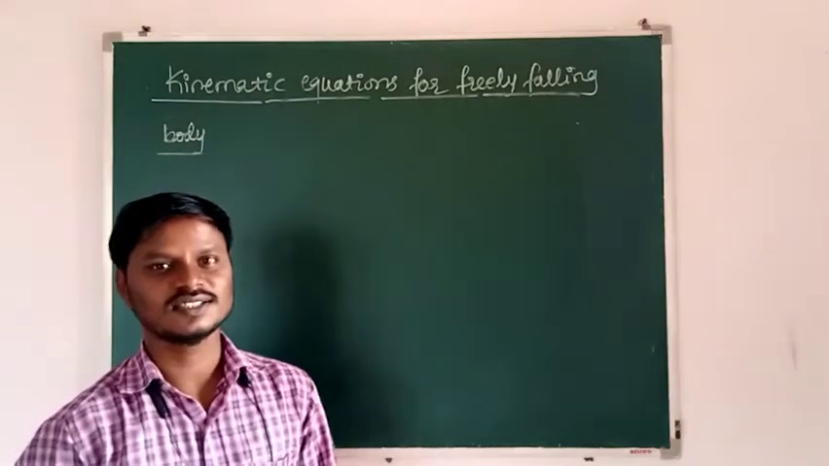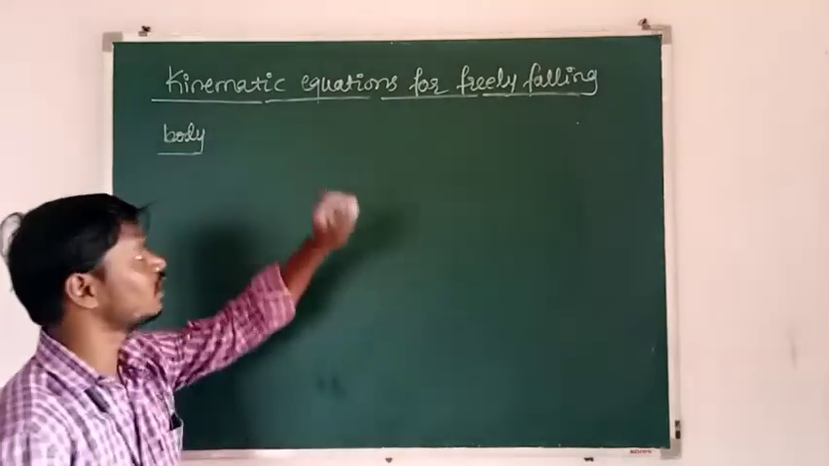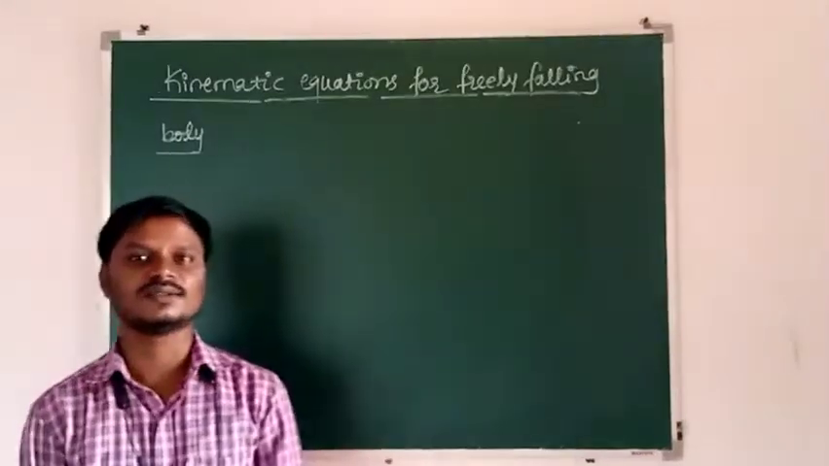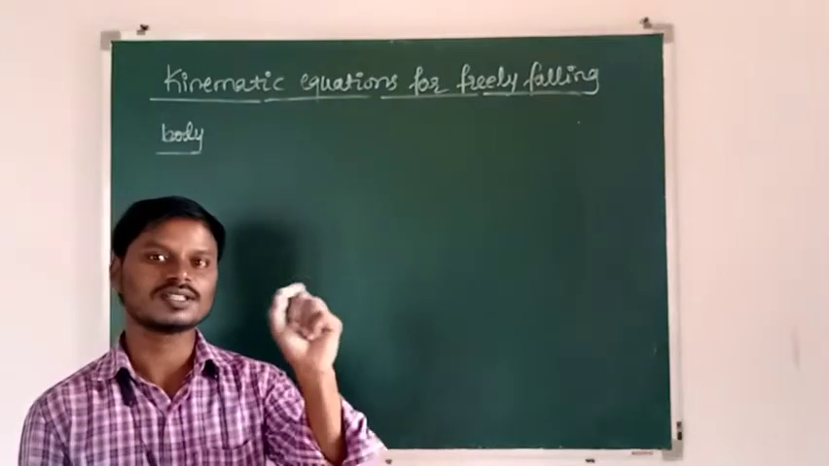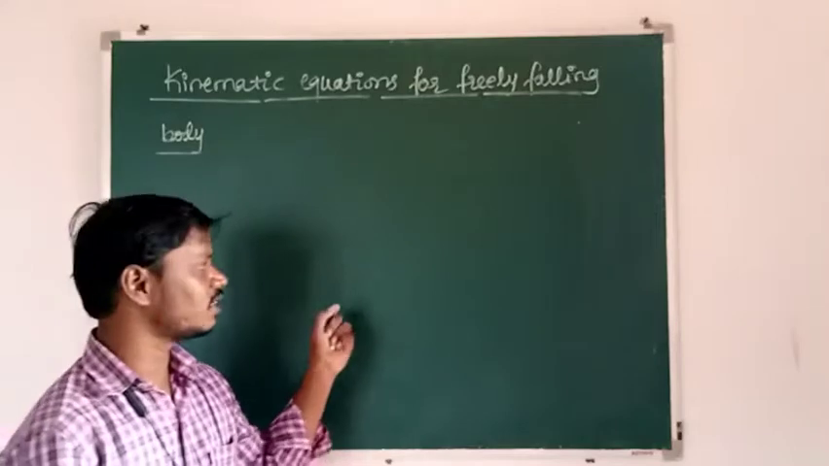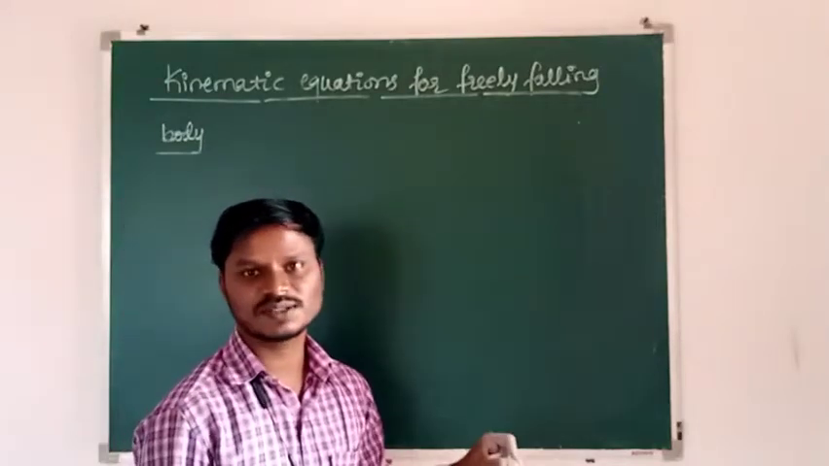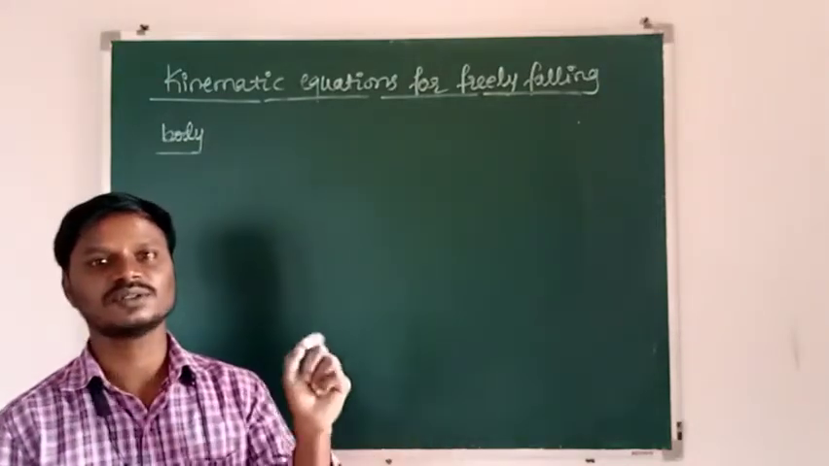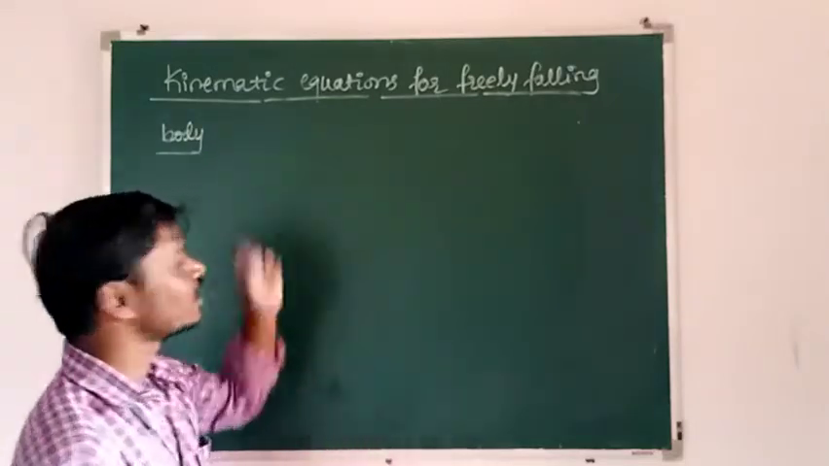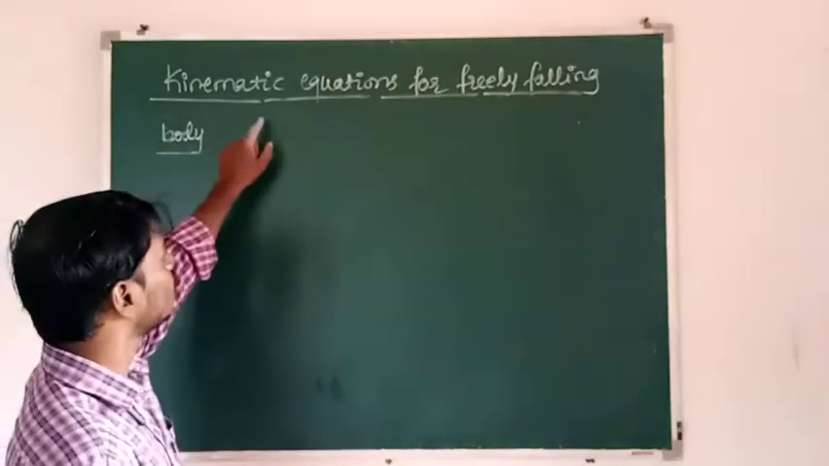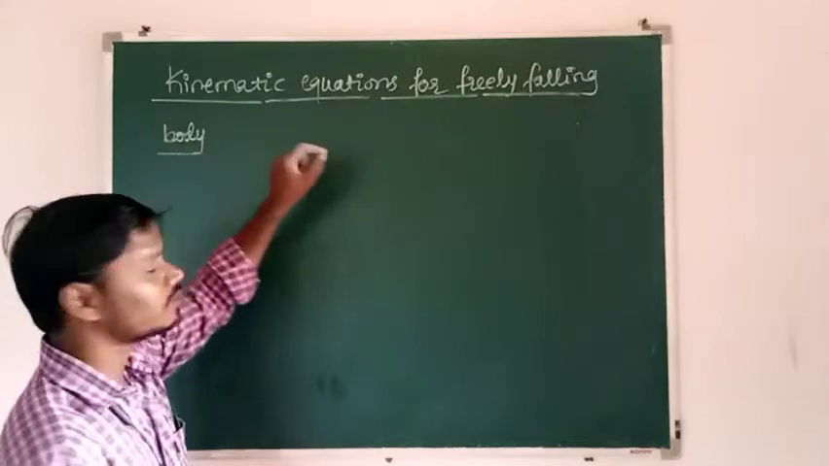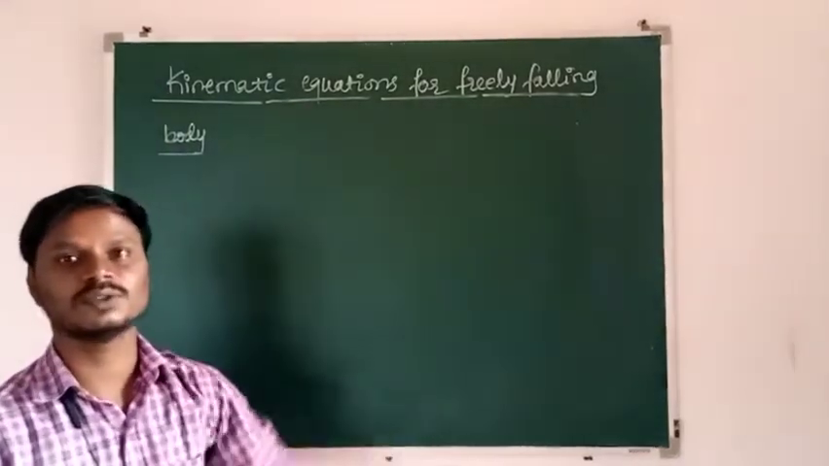Hello dear students, in today's class we are going to discuss the kinematic equations for a freely falling body. Already you know the kinematic equations used in horizontal motion: V = U + A T, then S = U T + 1/2 A T squared, and the last one, V squared = U squared + 2 A S. But in today's class we are going to discuss the kinematic equations for a freely falling body, and also the kinematic equations used in vertically downward motion.